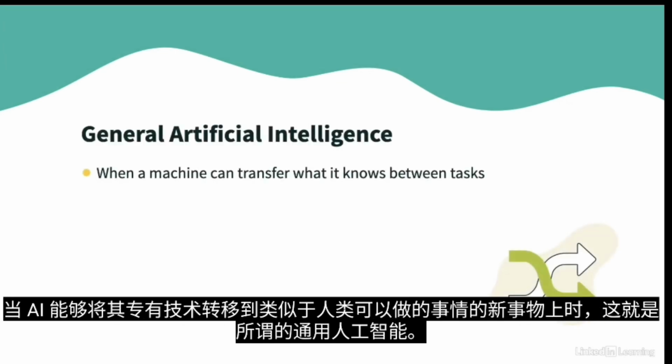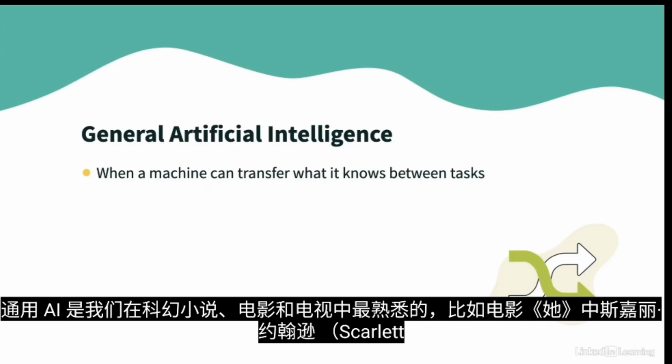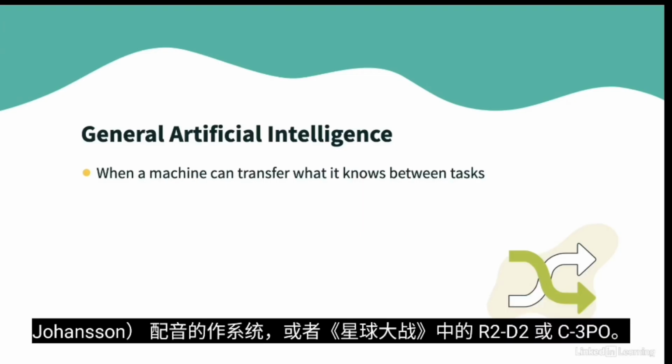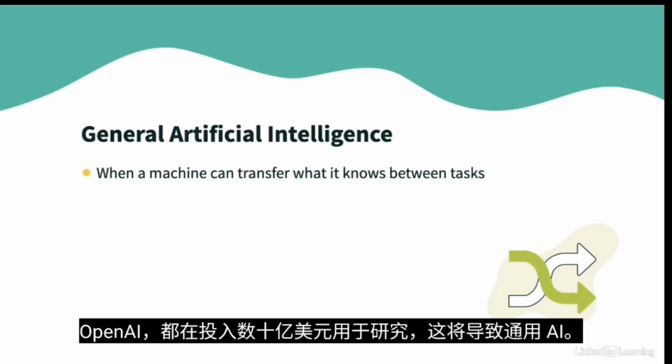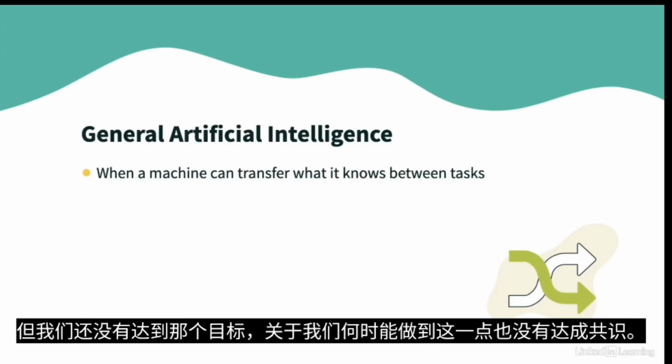When an AI is able to transfer its know-how to something new, similar to what humans can do, that's called general artificial intelligence. General AI is what we're most familiar with from science fiction books, movies, and TV, like the operating system voiced by Scarlett Johansson in the movie Her, or R2-D2 or C-3PO from Star Wars. These days, a lot of companies like Microsoft, Google, Meta, and OpenAI are putting billions of dollars into research that will lead to general AI. But we're not there yet, and there's no consensus about when we will be.